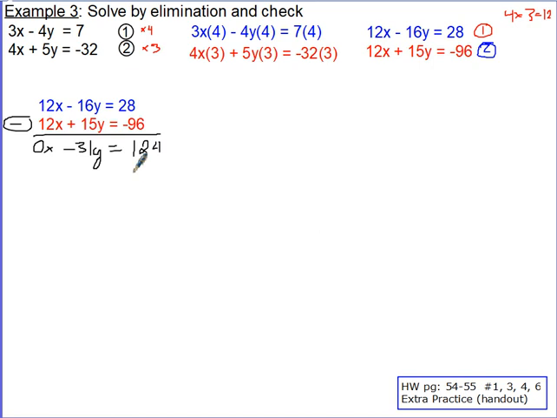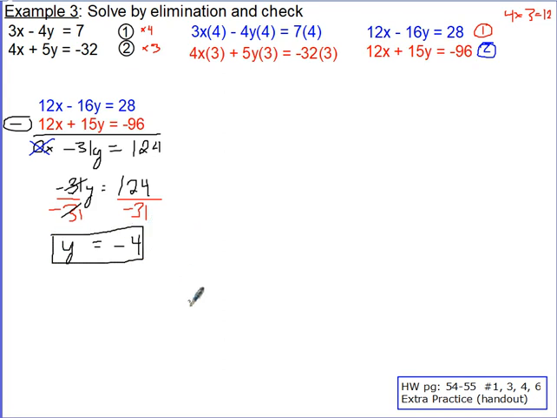Okay. Now, the x is eliminated. It's no longer there, right? We're just left with negative 31y equals 124. Divide each side by negative 31. This penmanship, I'm sorry. I don't know why it's so shaky. y equals 124 divided by negative 31. We get negative 4.